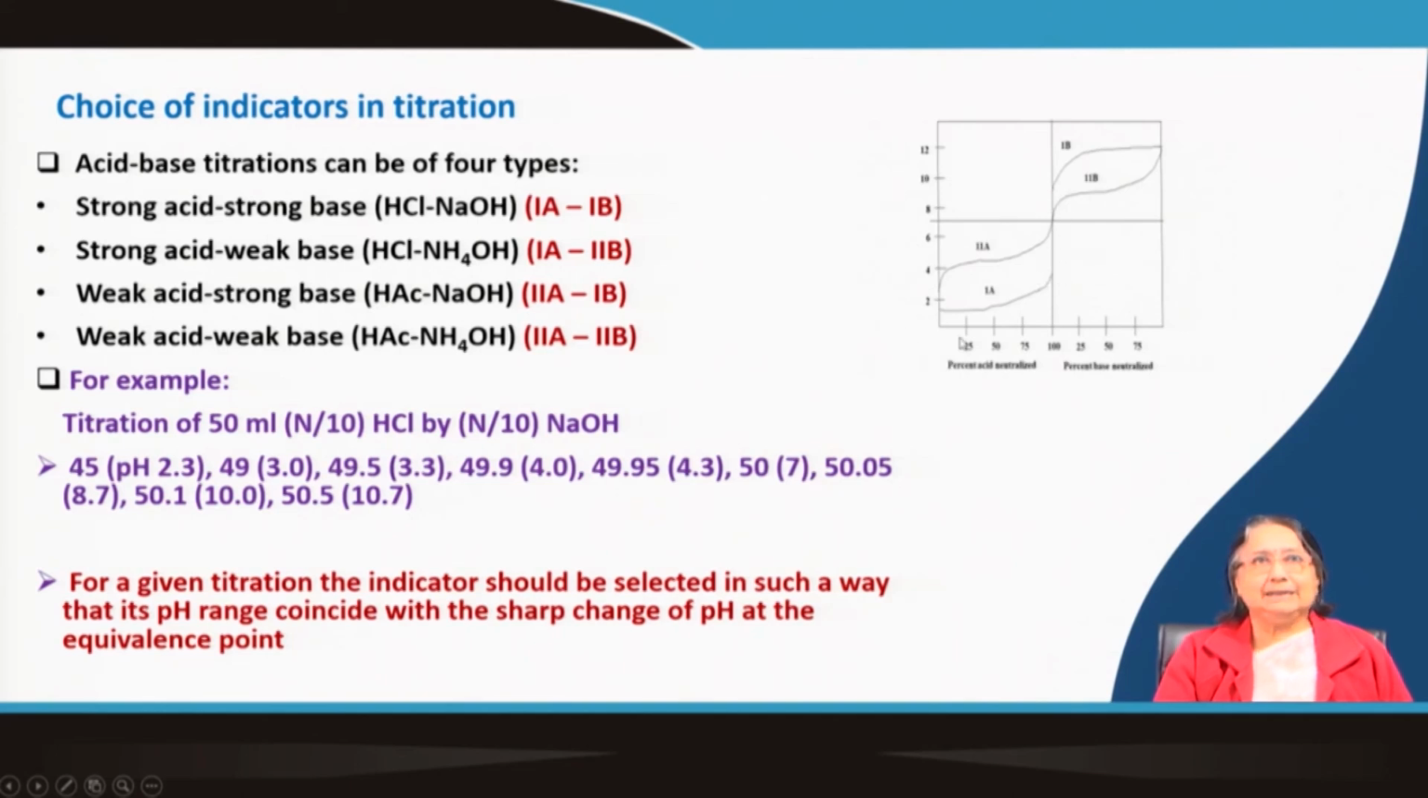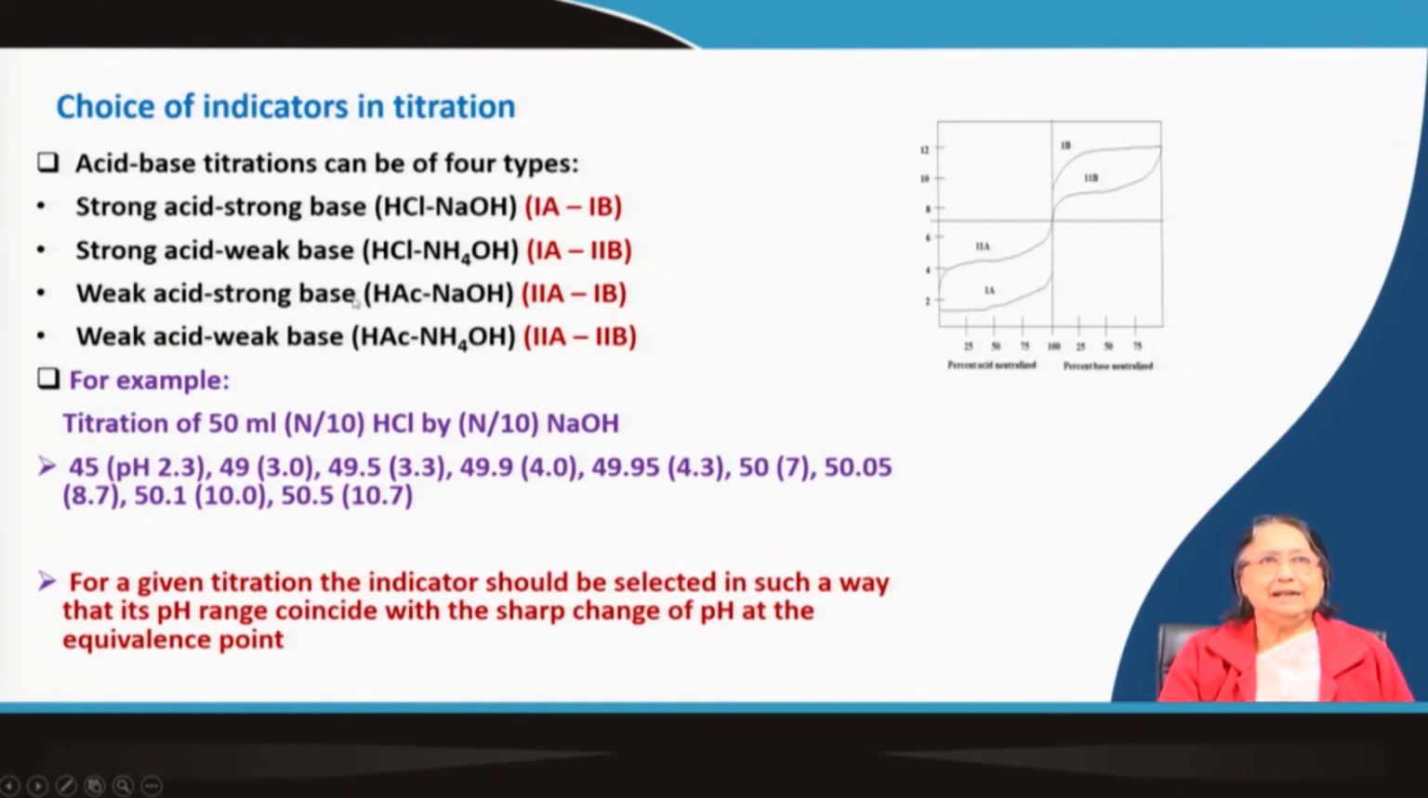So, in this case where you are titrating a strong acid with a strong base, then you can choose any indicator, all indicators will fall in this range, okay. It is a huge range, right. So, you can choose any indicator. But in case of this type of titration, strong acid versus weak base, then this is the curve 1A versus 2B, this is the curve. So, the range is here only, okay. So, you can choose some indicator where the pH range will fall in this range, okay.